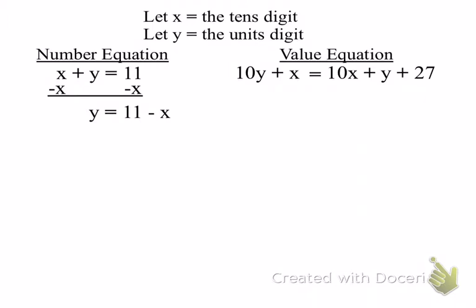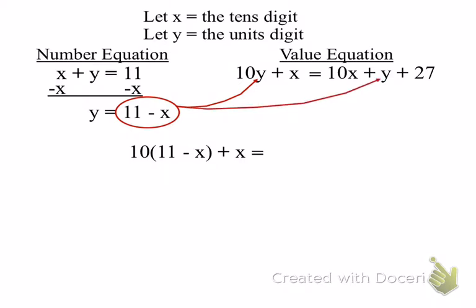So if you get 11 minus x, we're then going to substitute that for every y that we see. So 10 times the quantity of 11 minus x plus x equals 10x plus what? 11 minus x, because I have to substitute it again, plus the 27. A lot of times I'll notice careless errors, people leaving off that 27 after they substitute, or leaving off this extra x that's here. So just make sure you're bringing everything else and not just substituting.